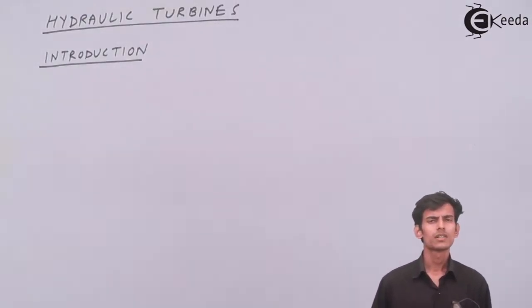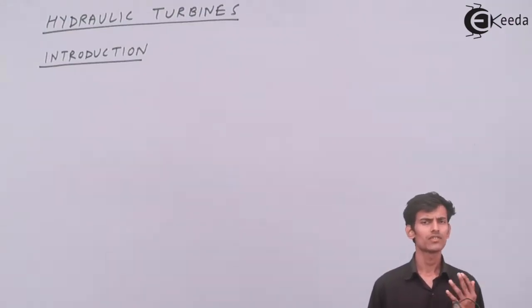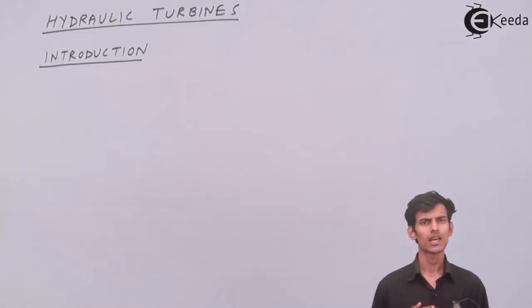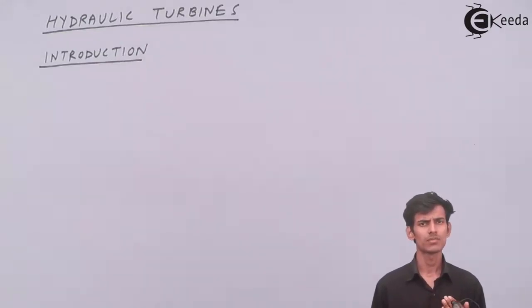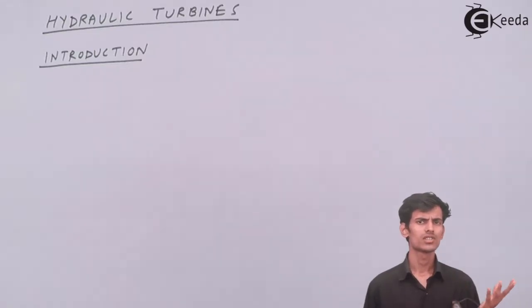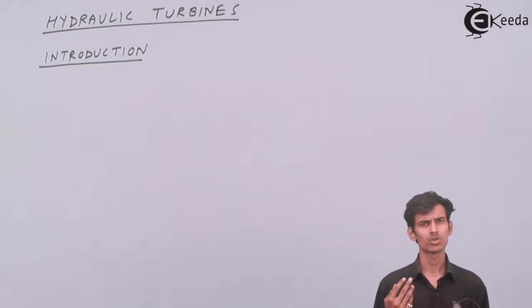So hydraulic turbines are machines which convert hydraulic energy into electrical energy. The hydraulic energy is not directly converted into electrical energy. First, the hydraulic energy has to be converted to mechanical energy, and then the mechanical energy is indirectly converted to electrical. So we'll see the whole setup, how the energy exchange happens, how hydraulic energy is converted to mechanical and mechanical is converted to electrical.